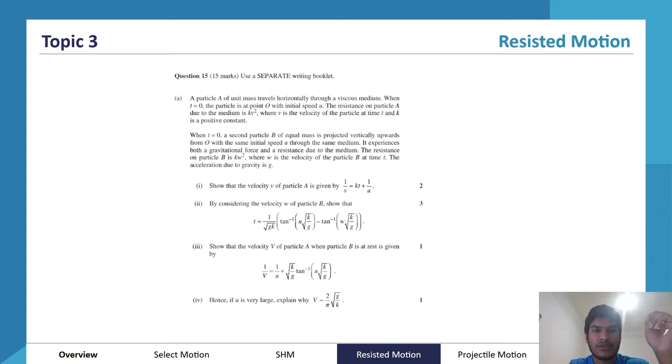When t equals 0, a second particle B of equal mass is projected vertically upwards. So we've got a unit mass particle that is initially having speed u, particle A, and it experiences both a gravitational force and a resistance due to the medium. The resistance on particle B is kw squared, where w is the velocity of the particle at time t. The acceleration due to gravity is g. Now show that the velocity v of the particle A is given by 1 over v equals kt plus 1 over u.